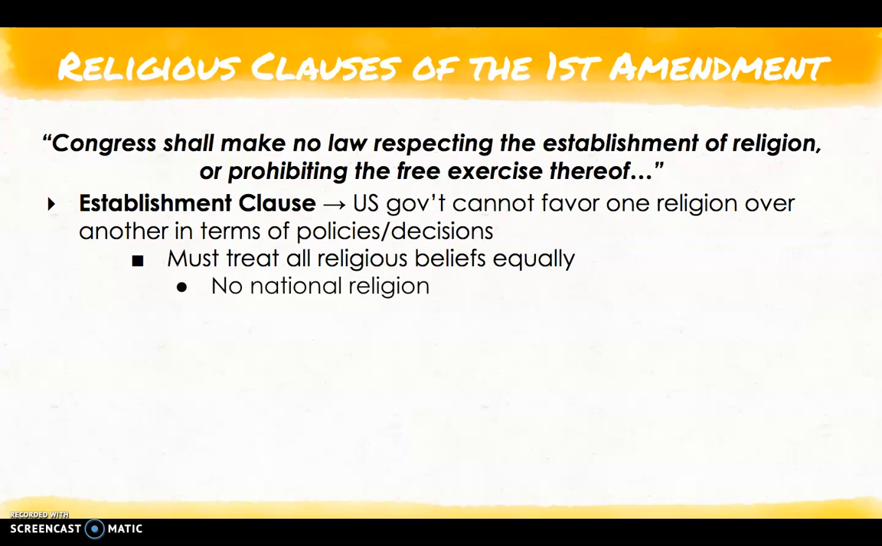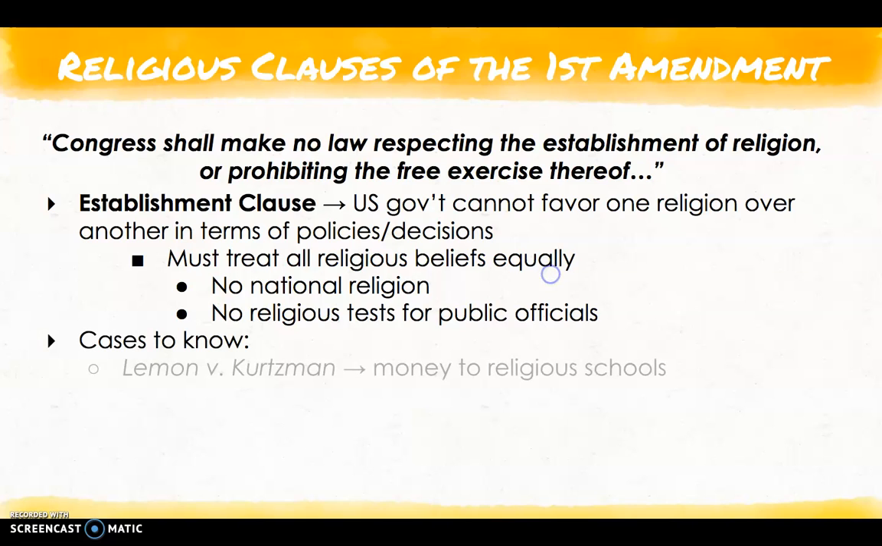So they must treat all religious beliefs equally. They cannot favor one over the other, meaning we cannot have a national religion, and we cannot have religious tests for public officials. Now, some important cases to know: Lemon v. Kurtzman deals with money to religious schools, right? That is an issue. Schools are technically federally funded, but what happens if it's a private school or a parochial school, like Elder, for instance, here in our city?